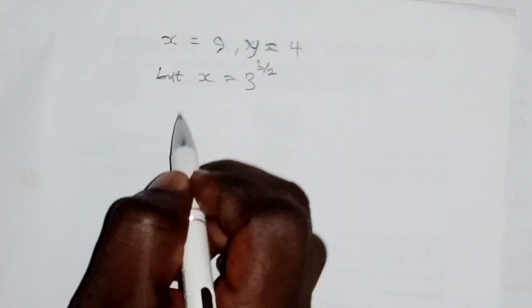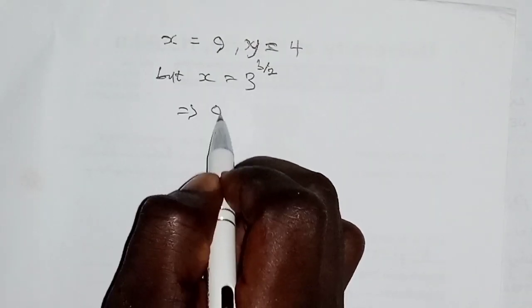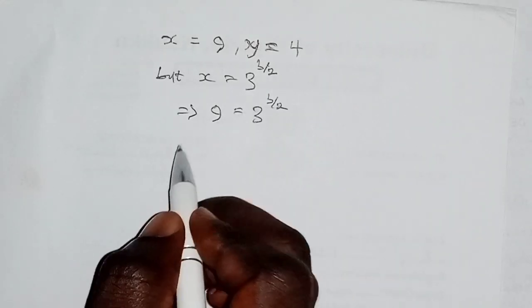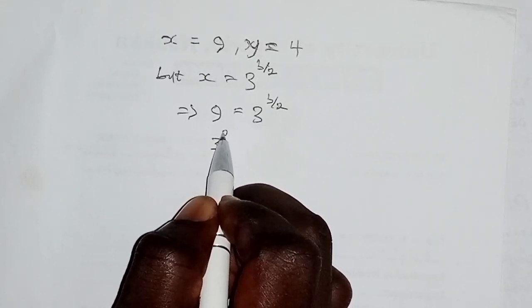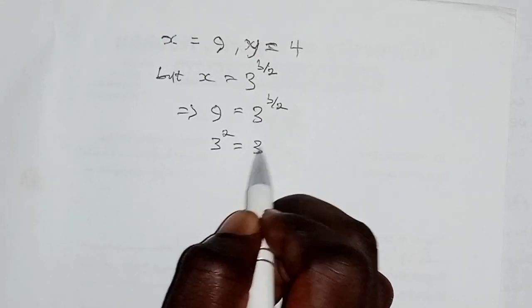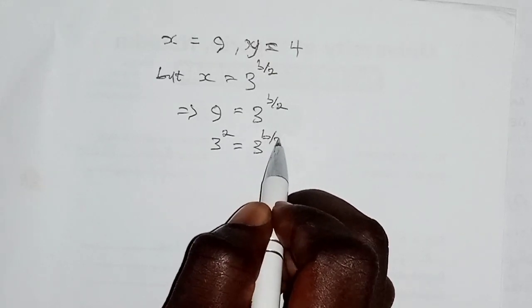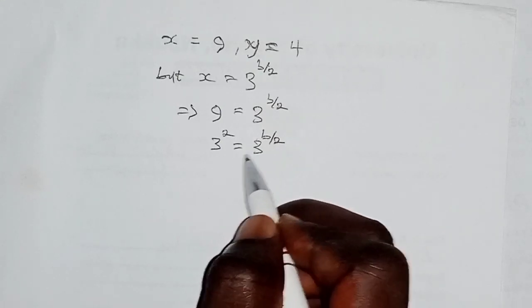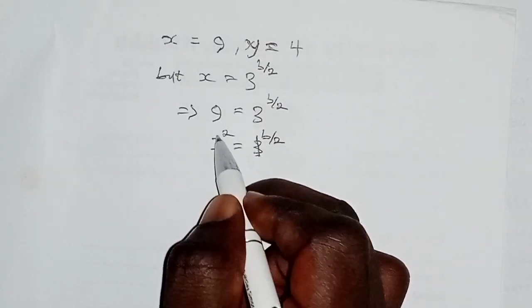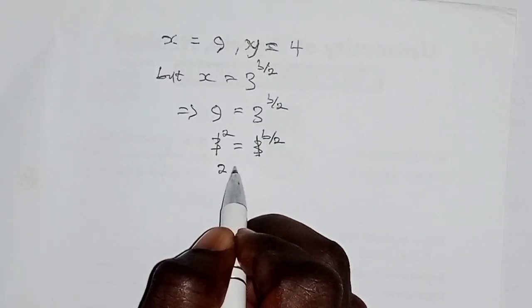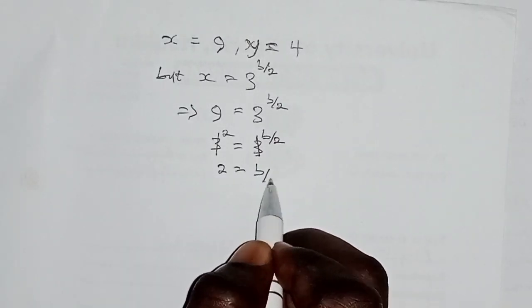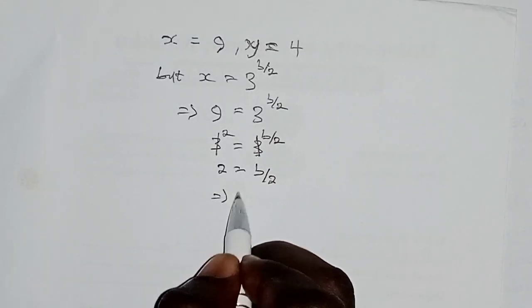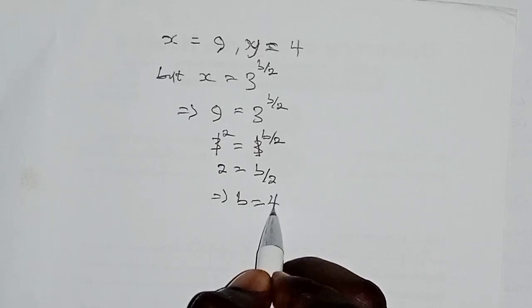But we actually set x to be equal to 3 raised to power b divided by 2, which implies that 9 is equal to 3 raised to power b divided by 2. I can express 9 as 3 raised to power 2, which is equal to 3 raised to power b divided by 2. Since the bases are the same, I can cancel the base and equate the powers, which is 2 equal to b divided by 2. So I can multiply through, and I have that b is equal to 4.